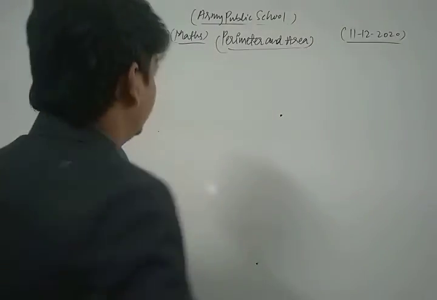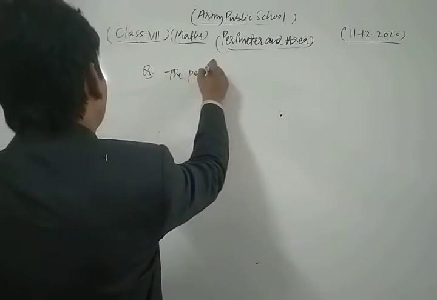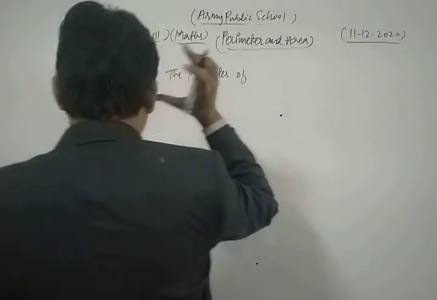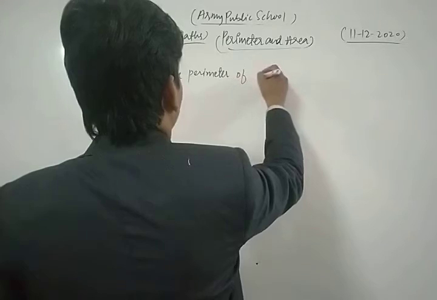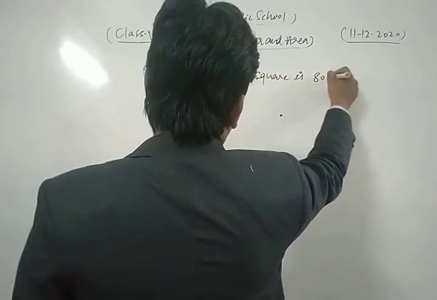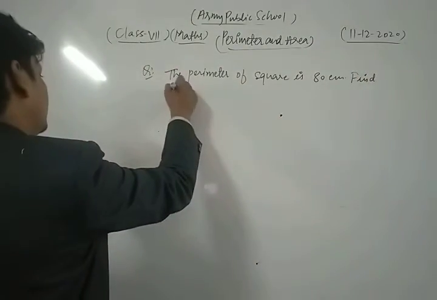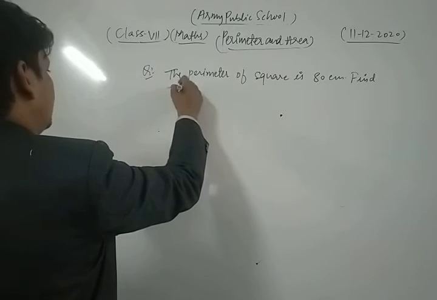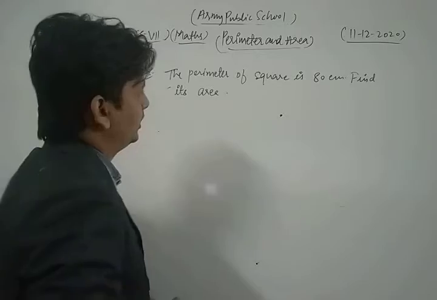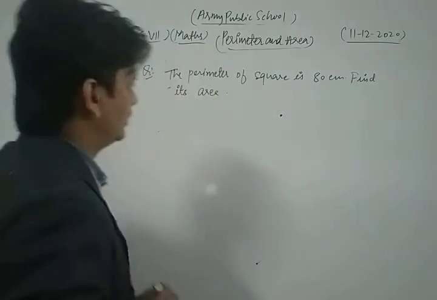Now, first we take a question based on square. The perimeter of a square is 80 centimeter. Find its area. Okay. This is a very interesting question, very conceptual question.